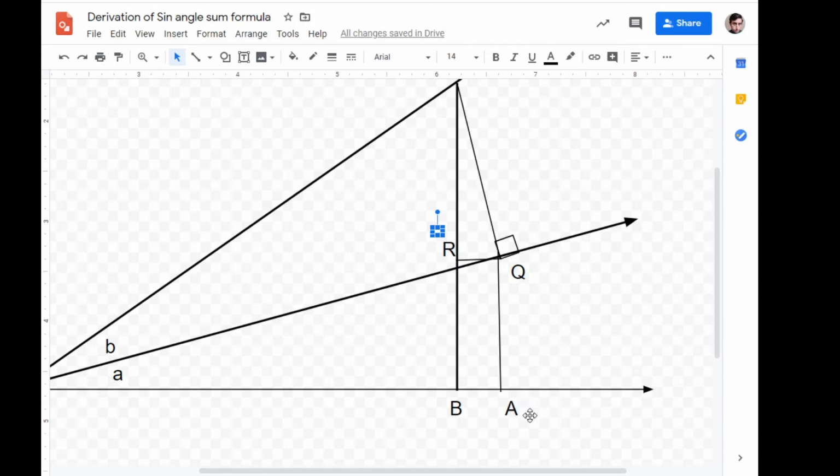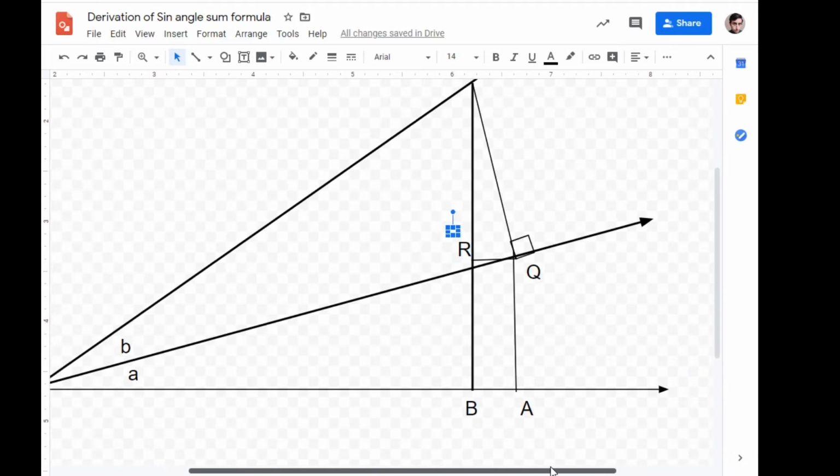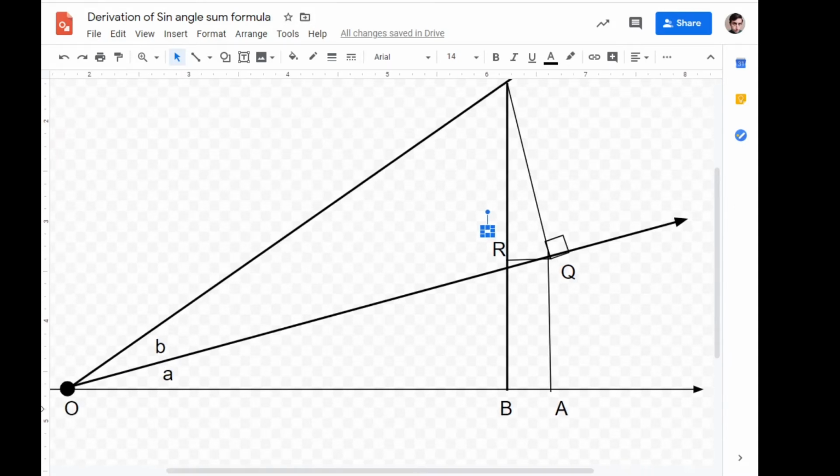Okay, now I'm going to spit out some truths here. So we know that this is angle A, and we can see that triangle OQA is a right triangle. So this is 90 degrees right here, and A is some number of degrees, we don't know, it doesn't really matter, and therefore the angle here from O to Q to A is going to be the leftovers, so this would be 90 minus A right in here.